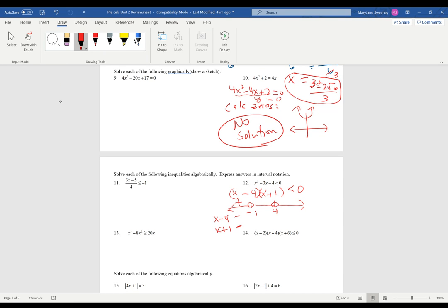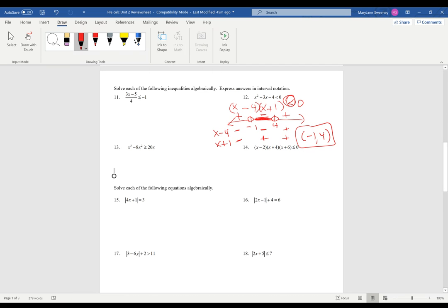0 minus 4 is negative. 0 plus 1 is positive. Overall, that's a negative. And then finally, to the right of 4, I pick 5. That would be plus, which is overall plus. Less than 0 means, since this says less than, I want the negative. So I'd say -1 to 4 would be my answer.